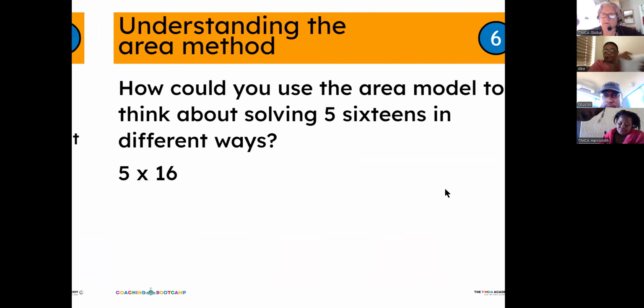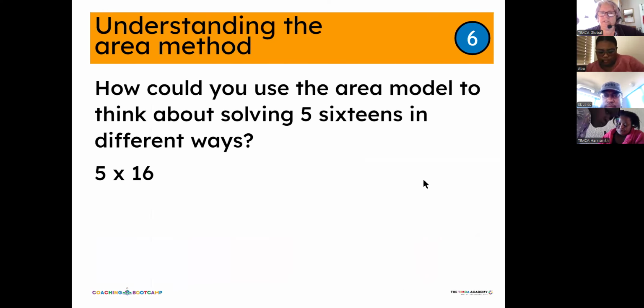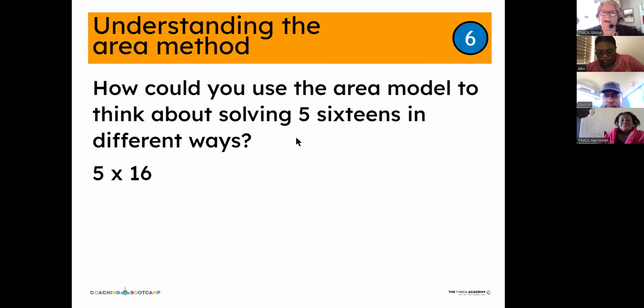So if you take this model, how could you use it to think about solving 5 times 16 in different ways? Because 5 times 16 to work out is actually quite difficult, isn't it? We don't really know what 5 times 16 is. It's not a fact that we know. Can we use the area model to work out what the actual answer is without counting every single dot or line?